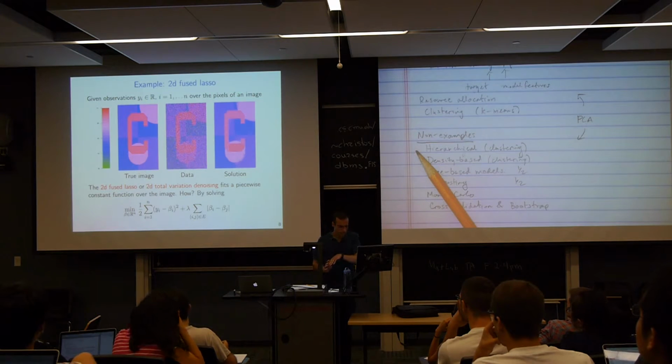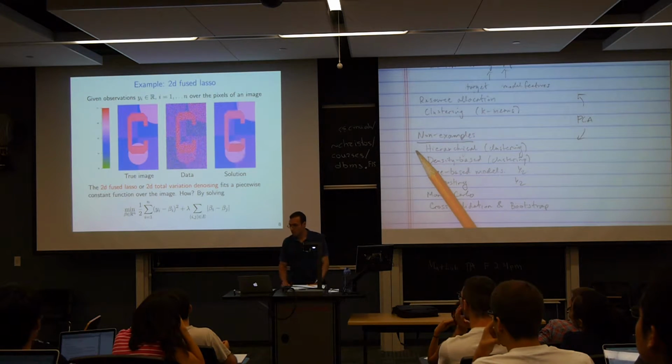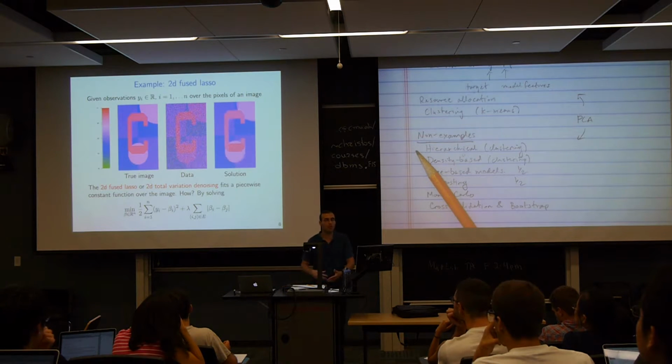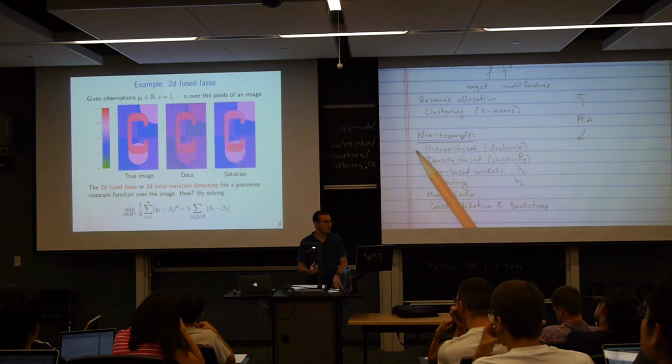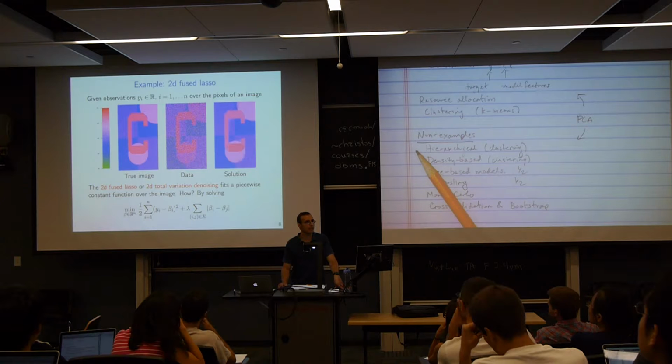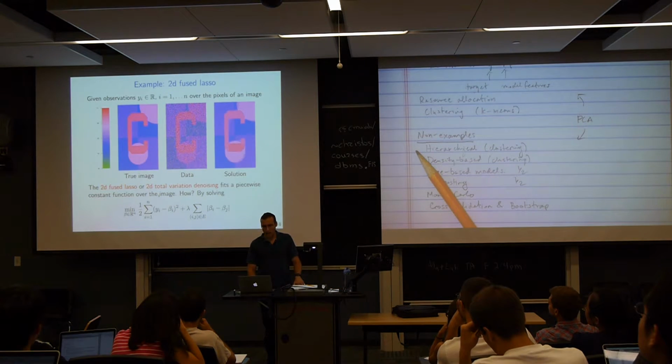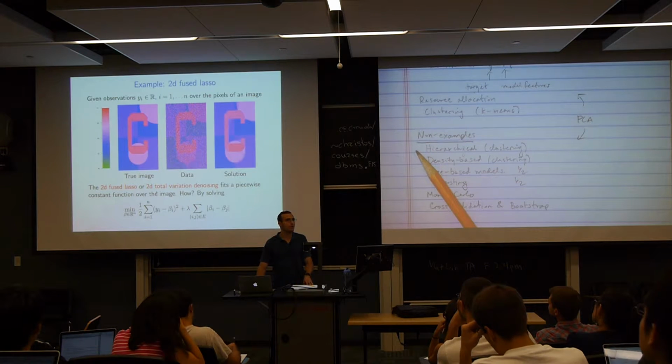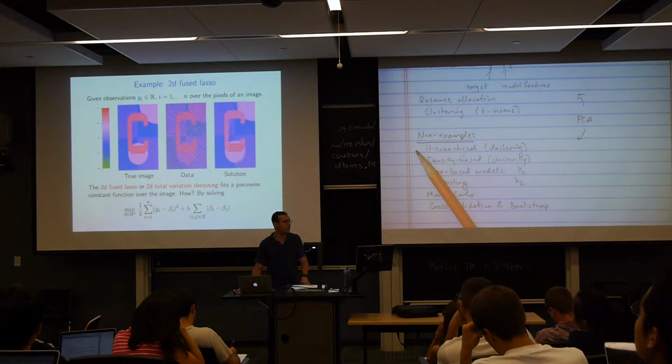So let's go through this example as a motivating example for why different algorithms can work better or worse for different problems. This is a particular problem we're going to try to solve. It's called the 2D fused lasso problem in statistics, but in signal processing it's known as 2D total variation denoising. It's usually referred to as anisotropic total variation denoising to differentiate it from the isotropic version, in case people are familiar with that from image processing.